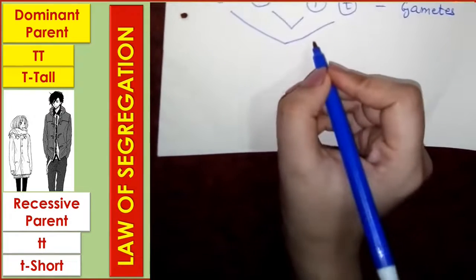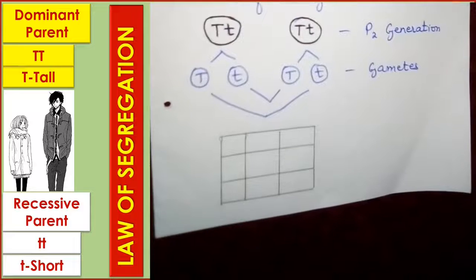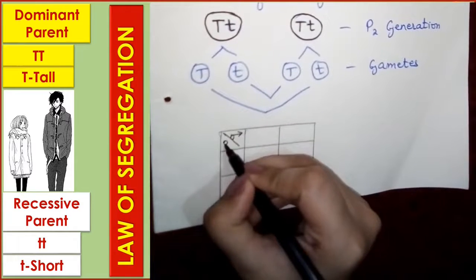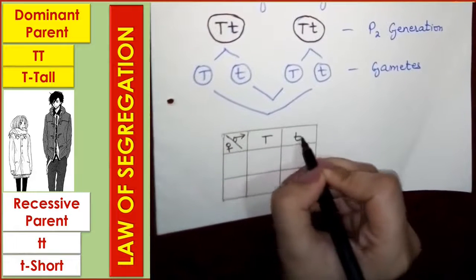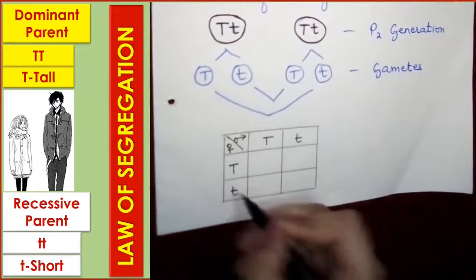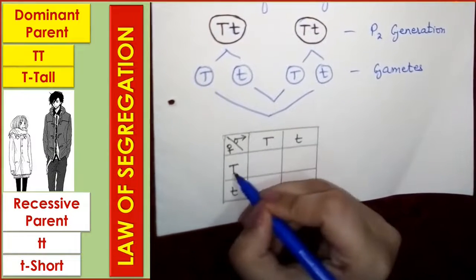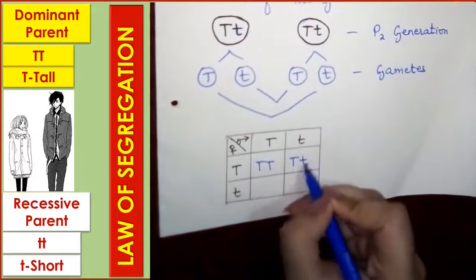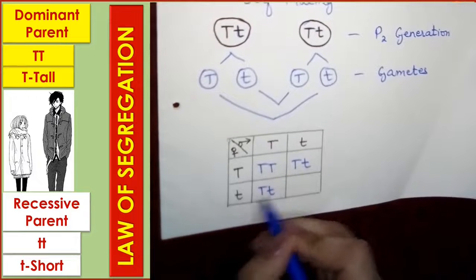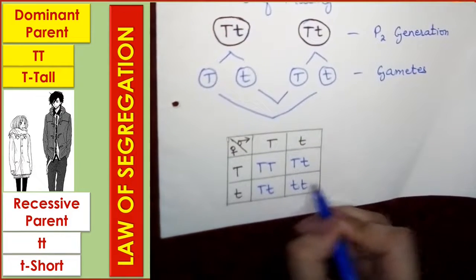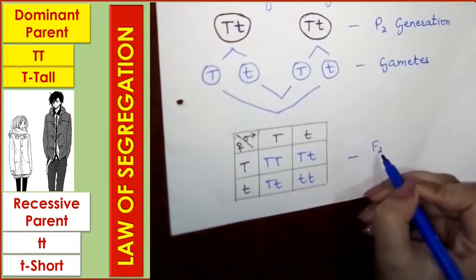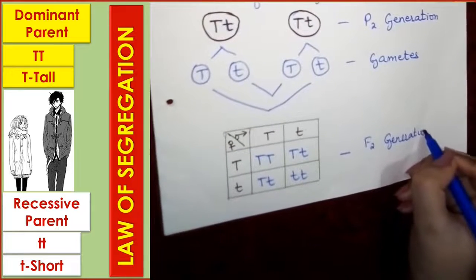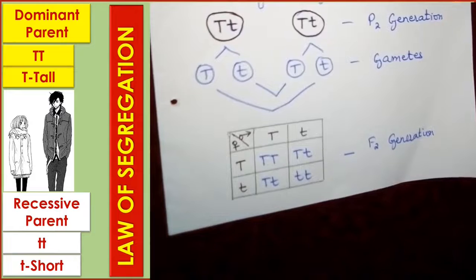Cross is made between these gametes of the P2 generation, which is shown in the form of a checkerboard. On one side, we will take the paternal gametes, and on the other side I will take the maternal gametes. Then the cross is made: capital T capital T in one block, capital T small t in another block, small t capital T in the third block, and small t small t in the fourth block. These are the offspring of the F2 generation.